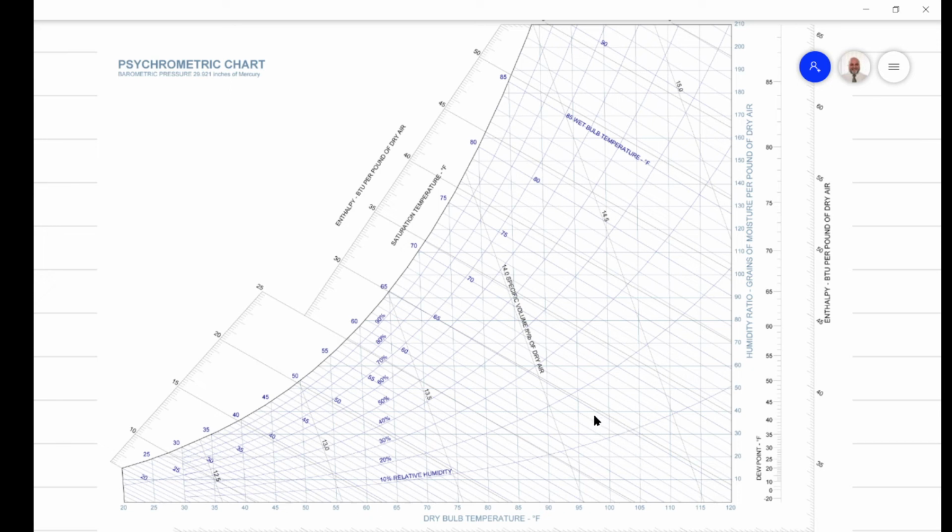If we, for example, go back to our point from before with 75 degrees Fahrenheit dry bulb and 60 grains of water, this point right here, we can use this saturation line in a couple of ways.